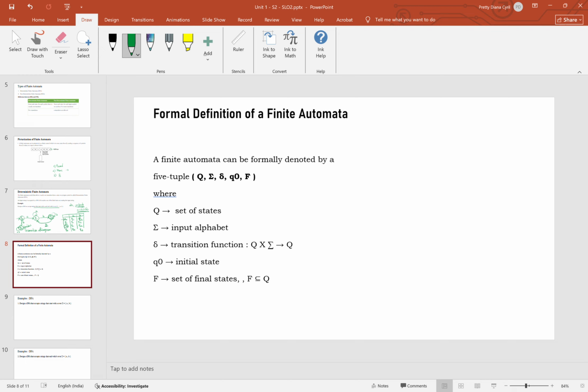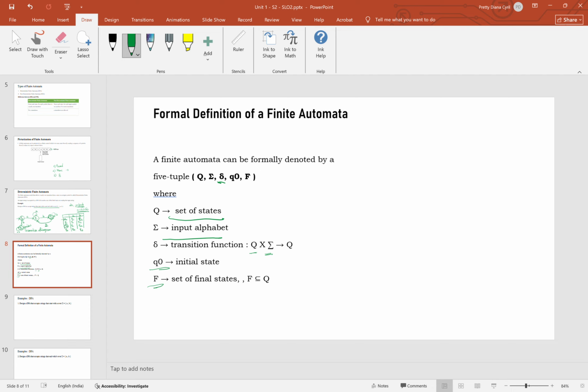The next is the formal definition of the finite automata. A finite automaton can be formally denoted by 5 tuples. Q is a set of states. Sigma is the input alphabet. Delta is the transition function. How are we checking the transition function? State comma input symbol gives the next state. Then Q naught is the initial state and F is a set of final states.